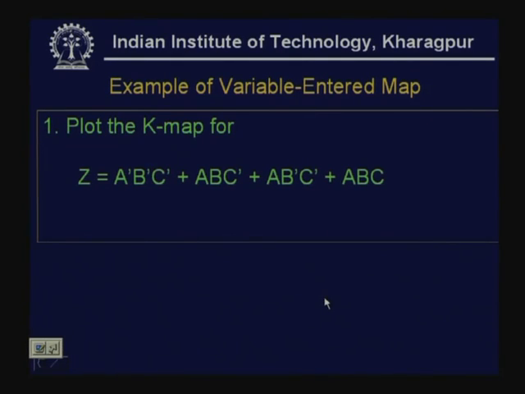We take one example. Plot the K-map for Z equal to A bar B bar C bar plus A B C bar plus A B bar C bar plus A B C.